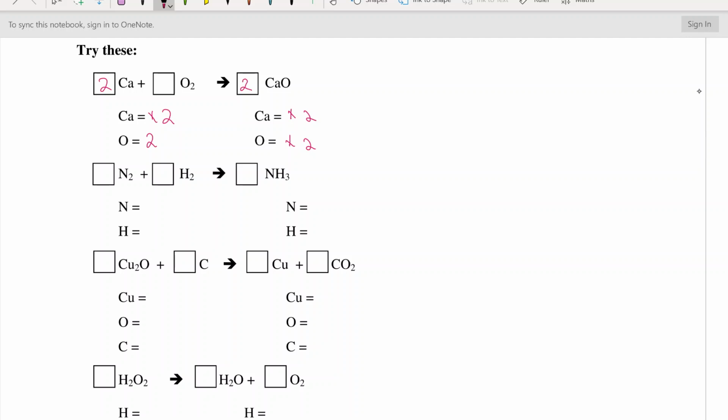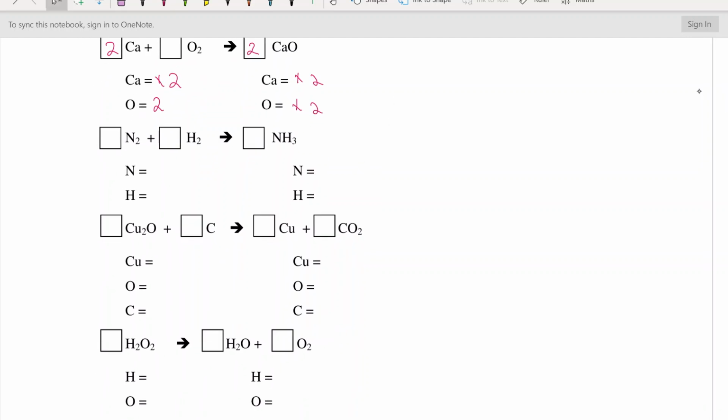All right, so here's the next one. We have nitrogen and hydrogen. It looks like on the left I have 2 of each. On the right I only have 1 nitrogen and 3 hydrogen. So here's something interesting. I've got an uneven number of nitrogen and an uneven number of hydrogen on the right side compared to these even numbers on the left side.